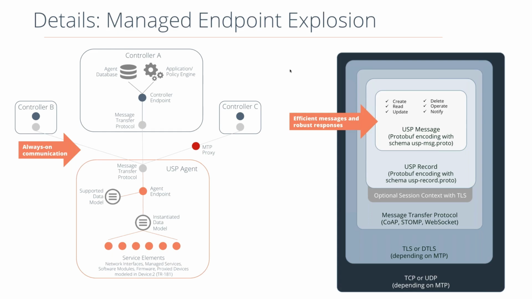There's a couple other messages we have here to round out what we would need and keep it kind of similar in nature to how TR-069 did things, where we have an operate, where we can execute data model commands on the device, and then we also have a notify for event processing.